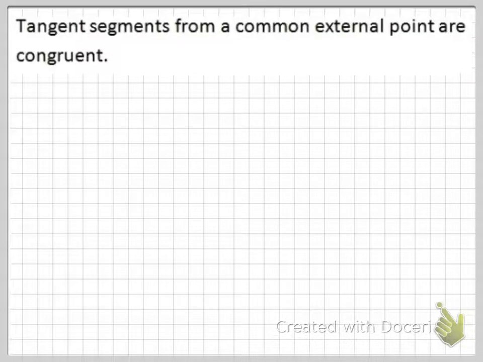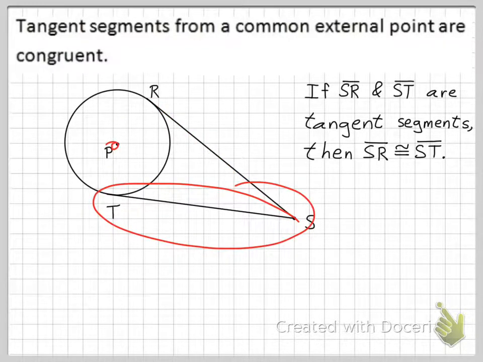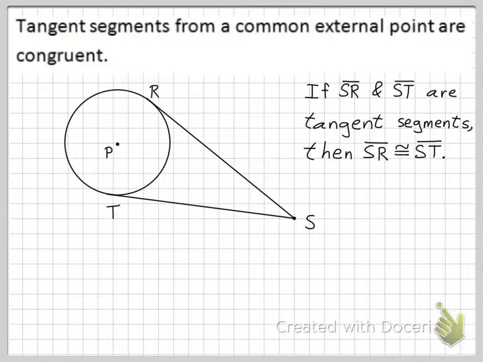Moving right along, we have another theorem here. Tangent segments from a common external point are congruent. Please write that down. And here's the little diagram. If line segment SR and line segment ST are tangent segments, then line segment SR is congruent to line segment ST. So if RS is tangent to circle P, and if ST is tangent to circle P, then we know that SR is congruent with ST. The two are congruent.